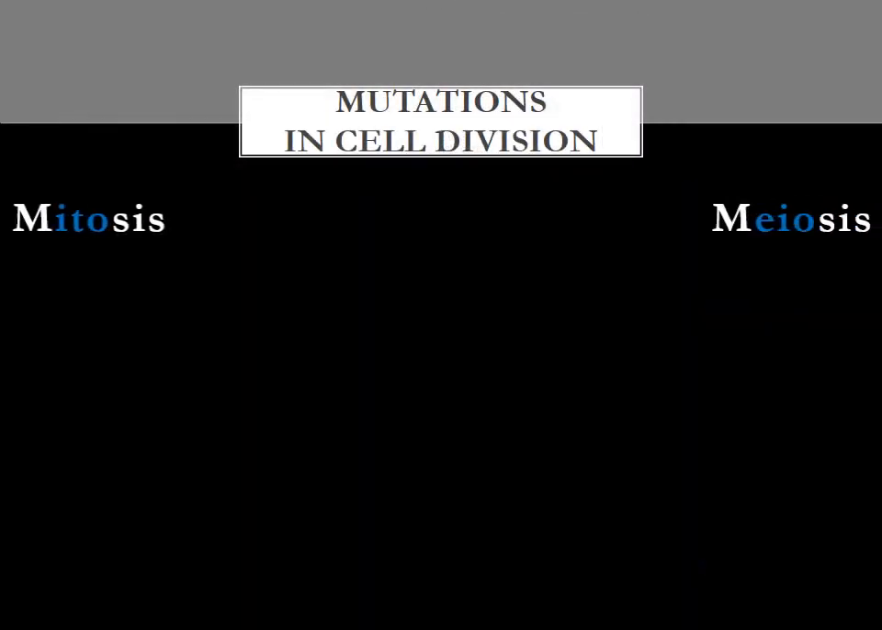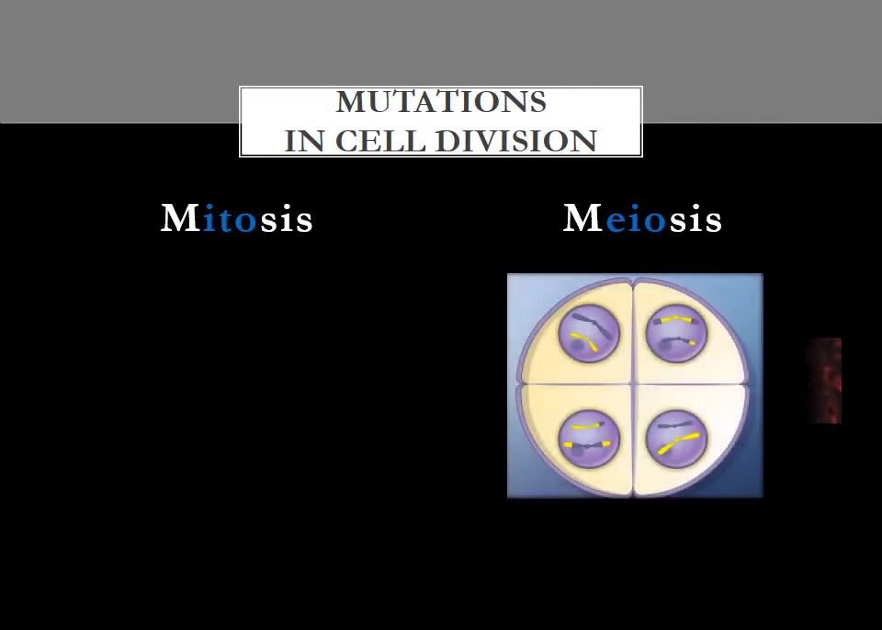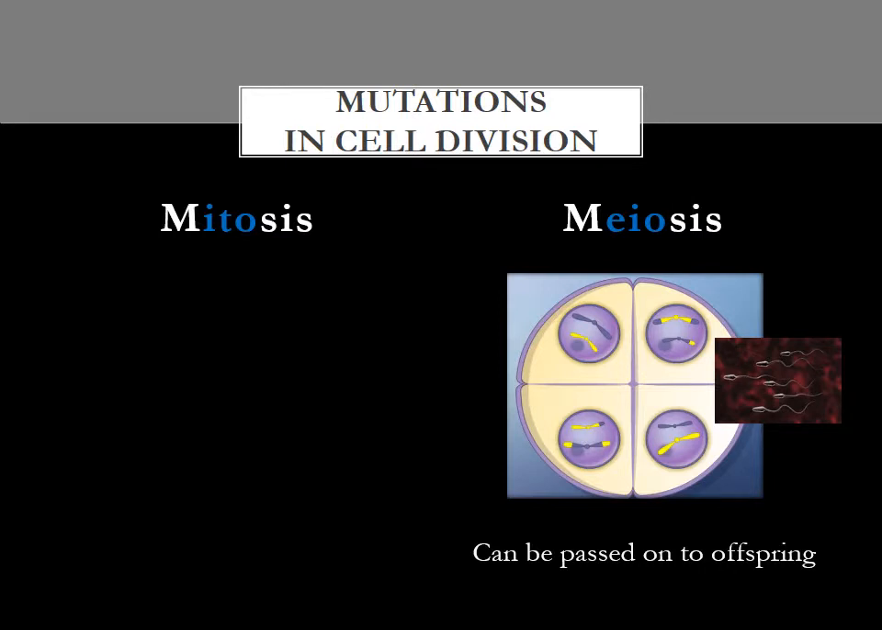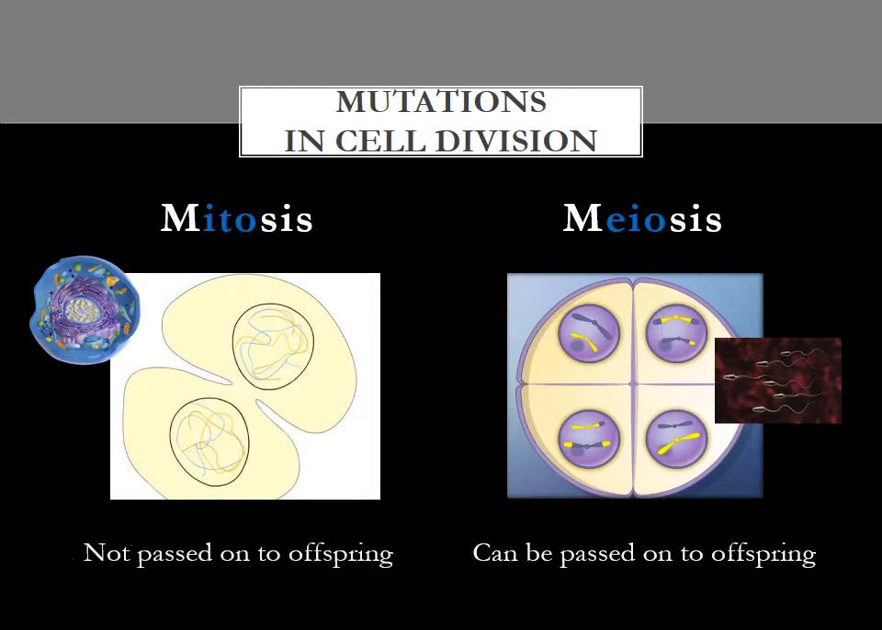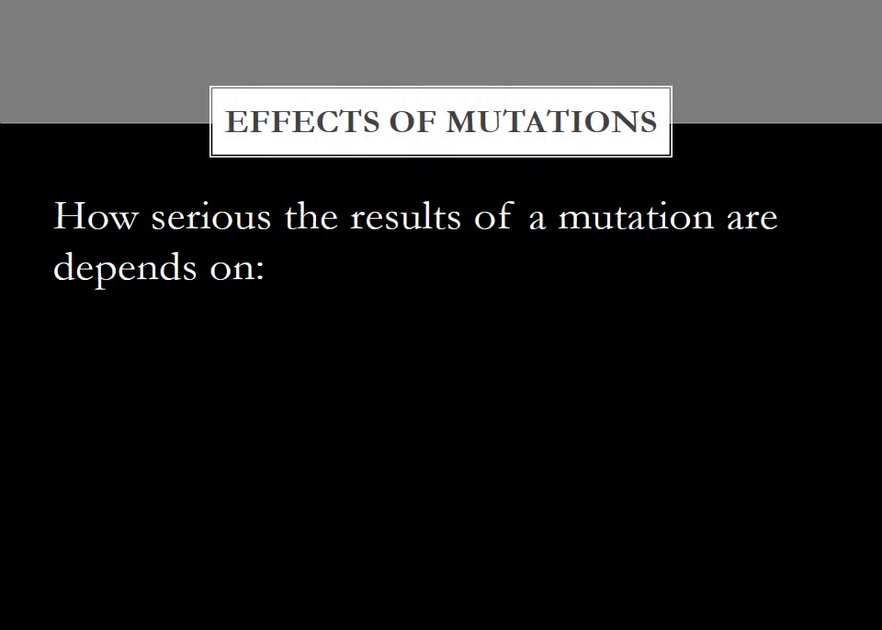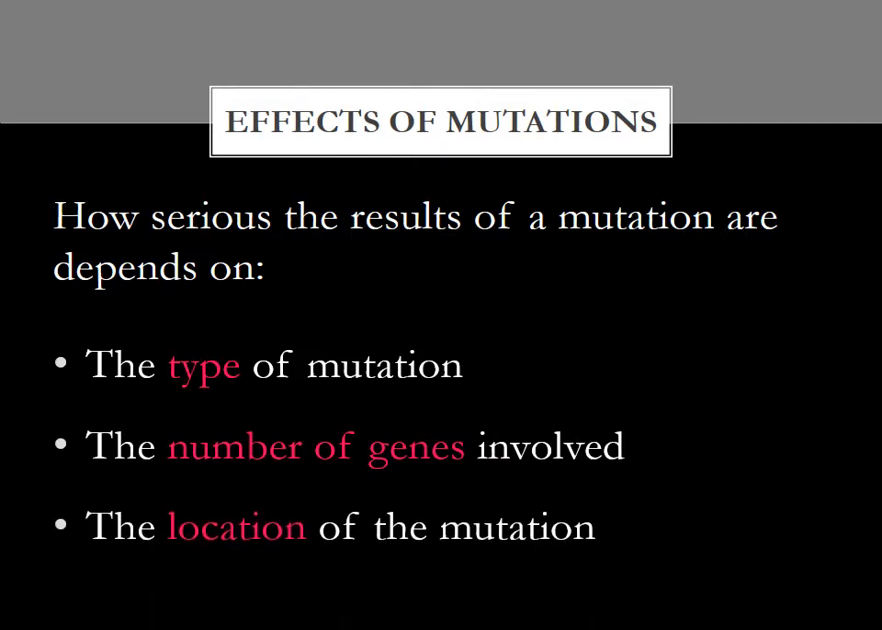Any of the mutations we have discussed can happen during either mitosis or meiosis. Only mutations that happen during meiosis are inherited by offspring. Mistakes that happen during mitosis cannot be passed on to the next generation. How serious the results of a mutation are depends on the type of mutation, the number of genes involved, and the location of the mutation.